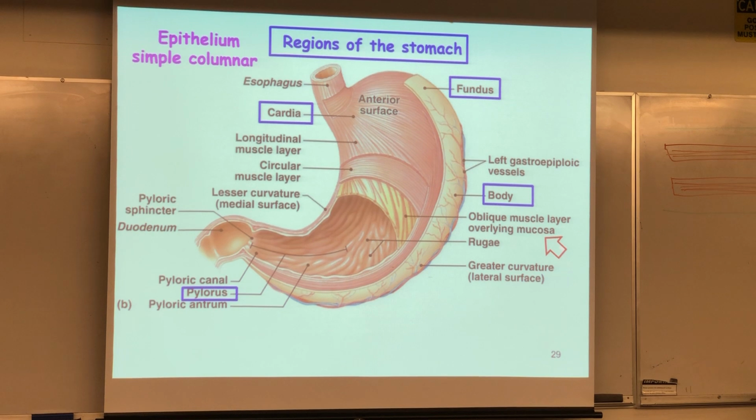Oblique muscle layer? That's the new one. It is the deepest of all three. Because there's your longitudinal, there's your circular, and oh my gosh, there's an oblique layer, because it runs at an angle. Hence oblique. The esophagus only had two. Yeah, different muscle types, but still only two layers. This is all smooth, but it's got three layers. They're trying to keep you on your toes.